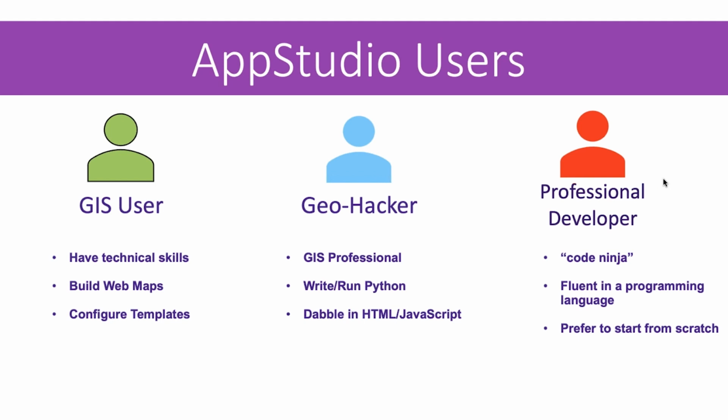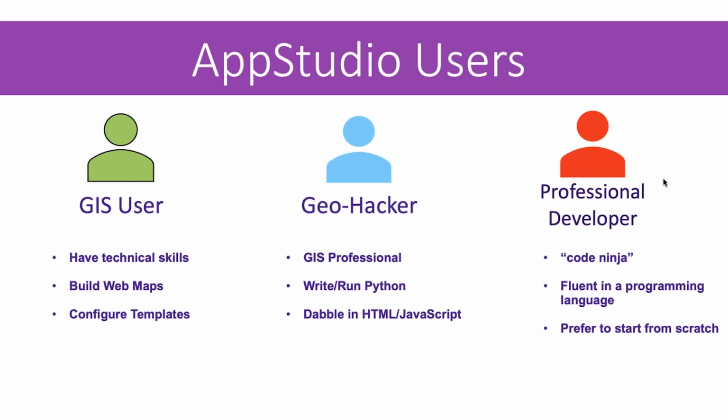And then, of course, there are professional developers. Maybe we call these the code ninja. They're fluent in at least one programming language. Sometimes they like to start from scratch. They enjoy reading API documentation. These professional developers really love AppStudio for many reasons. One is the cross-platform capabilities and the Cloud Make service, just being more productive, being able to create apps quickly and across multiple platforms, and being able to access the things they need, like connecting to specific devices, capturing GNSS information in these custom apps.